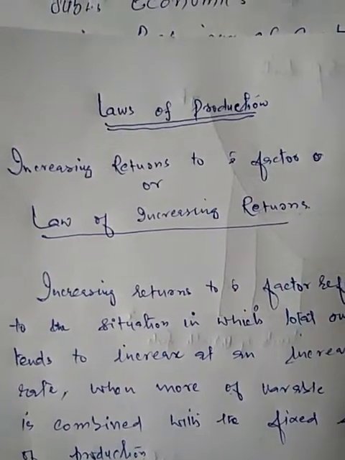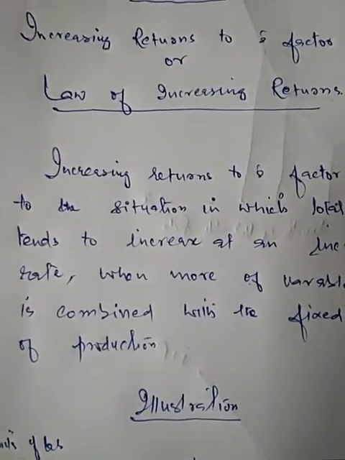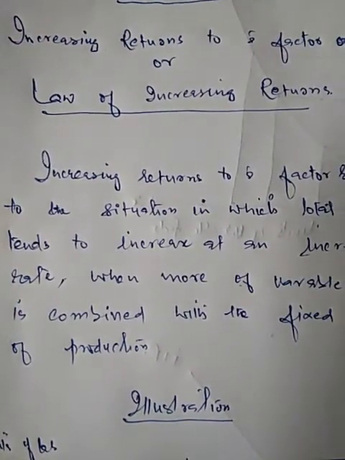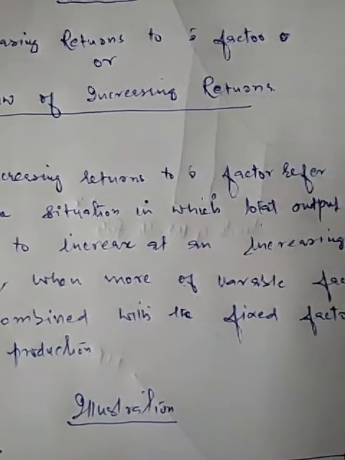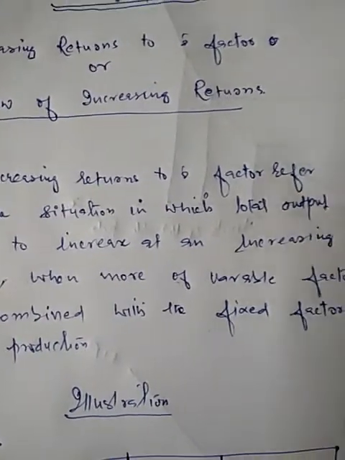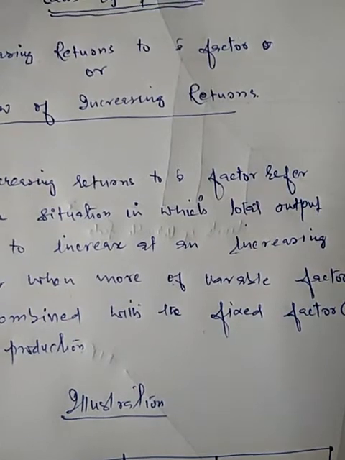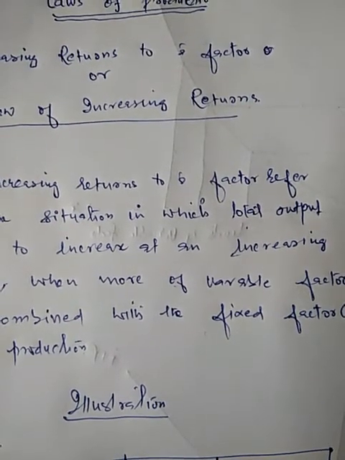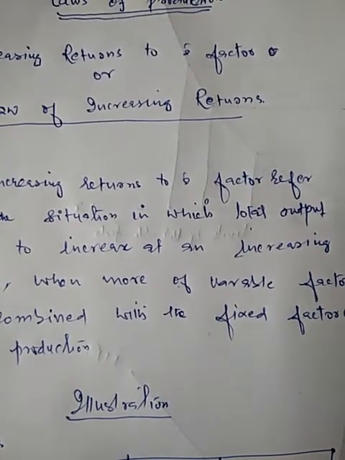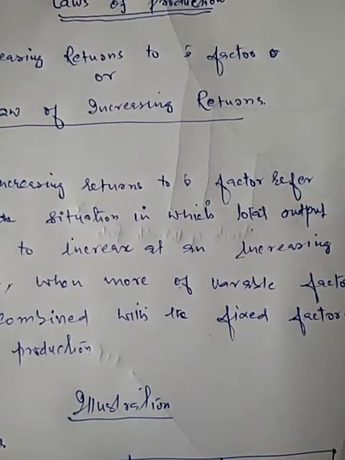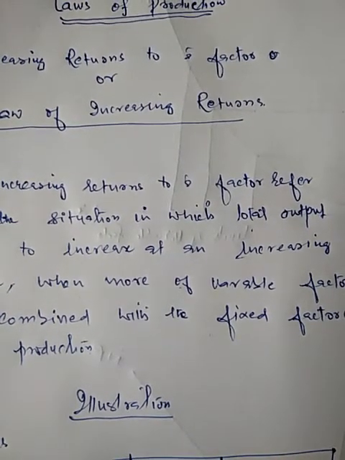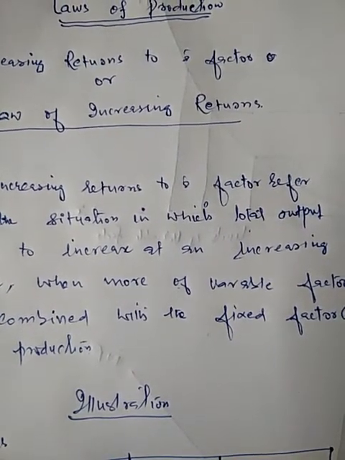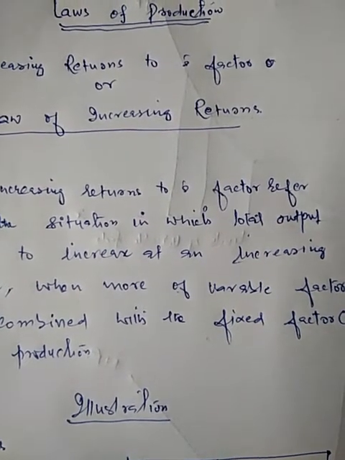Increasing returns to a factor refers to the situation in which total output tends to increase at an increasing rate. Total output tends to increase at an increasing rate when more of the variable factor is combined with the fixed factors or factor of production.